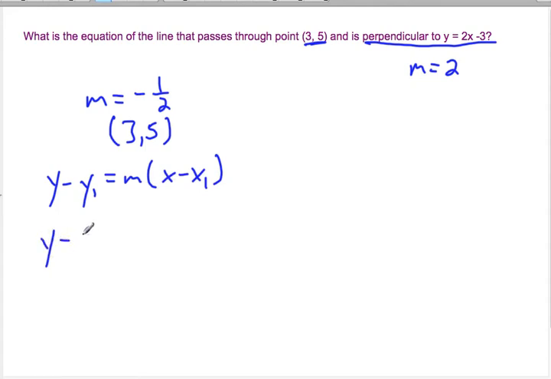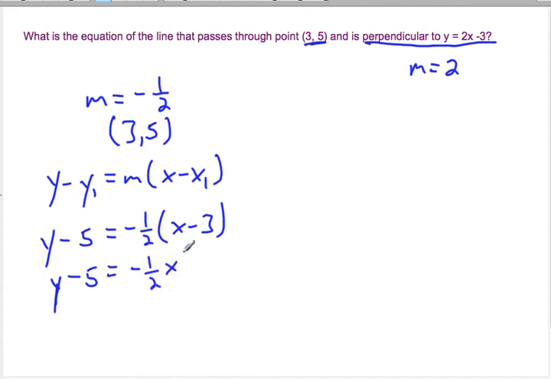So we're going to have y minus 5 equals negative 1/2 times x minus 3, and we're going to solve for y. So we'll have y minus 5 equals negative 1/2 x, and then a negative times a negative is positive, so plus 3 over 2. Now we're going to add 5 to both sides. y equals negative 1/2 x plus 3 over 2 is 1/2. So when you add 5 to that, we get 6/2. And that's it. Just to double check, the slopes are opposite and reciprocal, so we're good to go.